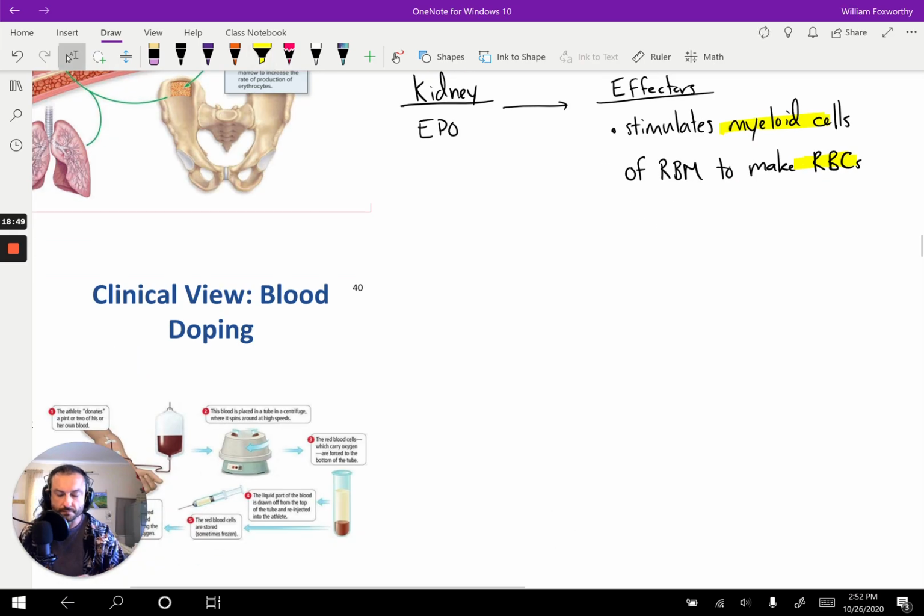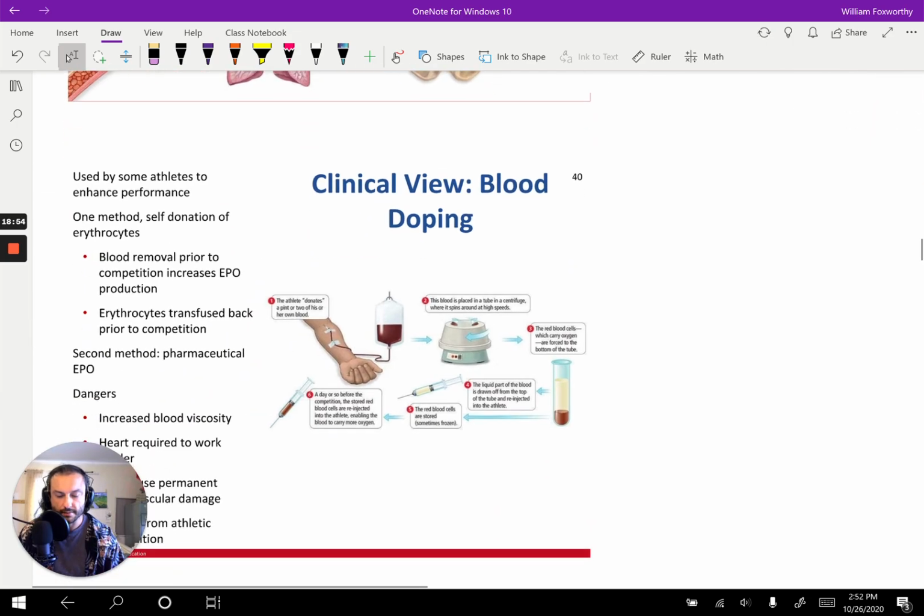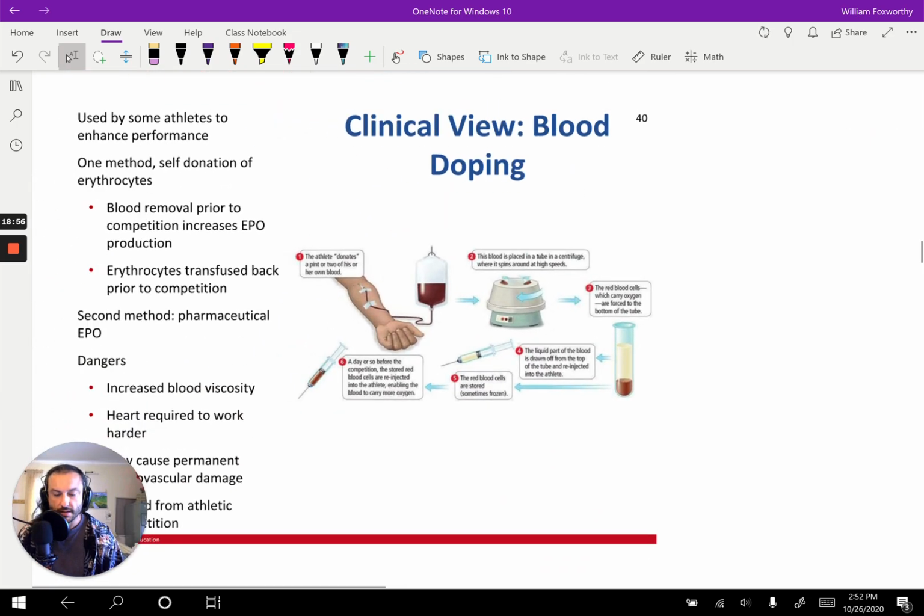And this is something that is illegal to do, but many athletes take advantage of this. And this is called blood doping. And there's a couple of different ways to do this. One is basically by donating blood to yourself. And so what happens, you remove your blood prior to your competition, and then you store that blood.